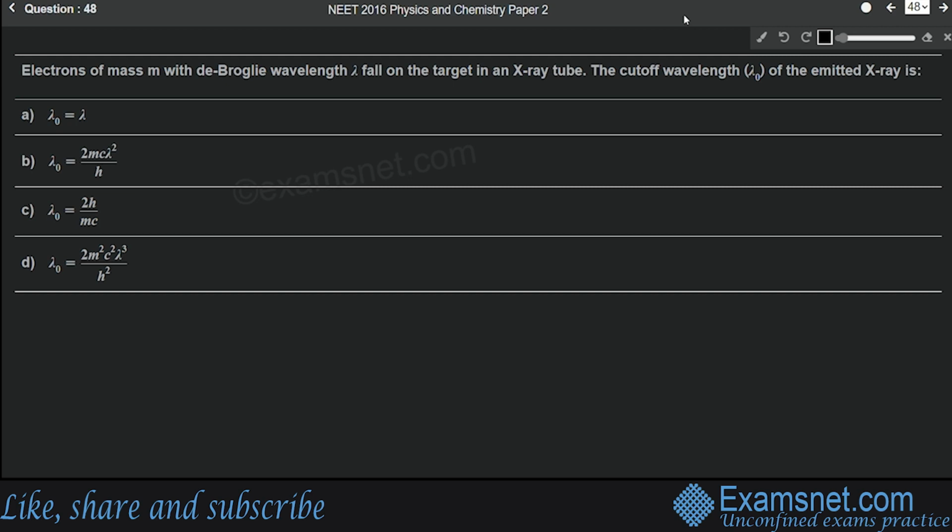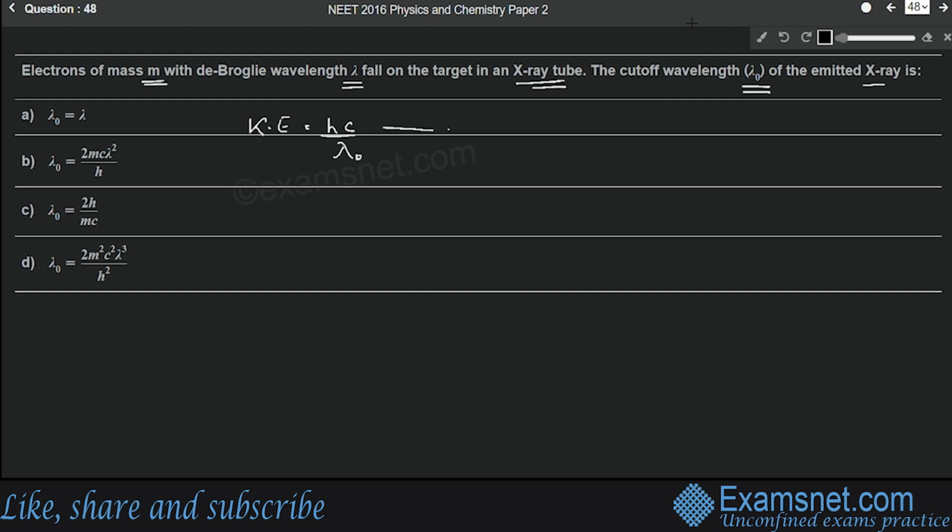Okay, next question is from photoelectric effect, that is from the chapter dual nature of radiation and matter. And the question is, electrons of mass m with de Broglie wavelength lambda fall on the target in an X-ray tube. The cutoff wavelength lambda naught of the emitted X-ray is. Okay, so we know that kinetic energy will be equal to hc by lambda naught.